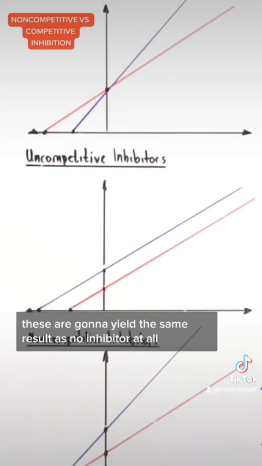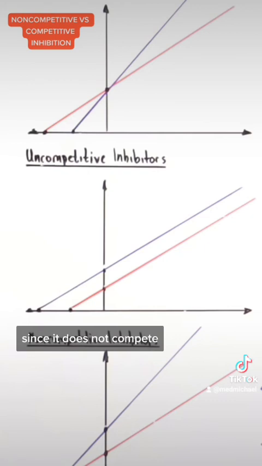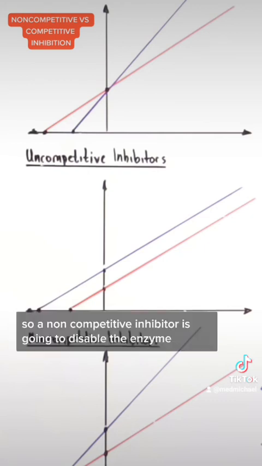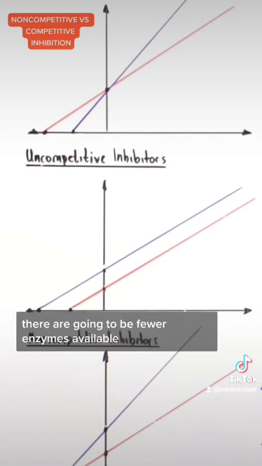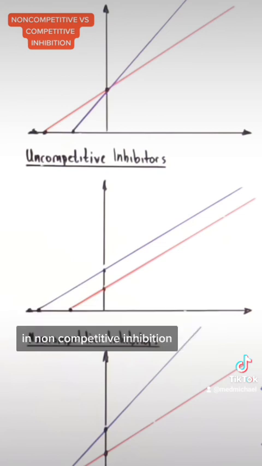These are going to yield the same result as no inhibitor at all, since they do not compete. A non-competitive inhibitor is going to disable the enzyme by changing the shape of the active site. Because of this, there are going to be fewer enzymes available, and because there are fewer enzymes available in non-competitive inhibition, you're going to have a lower Vmax. So let me represent this in a graph.